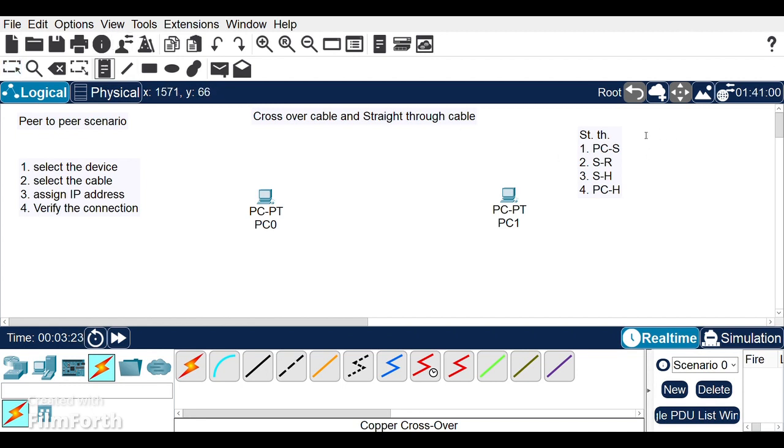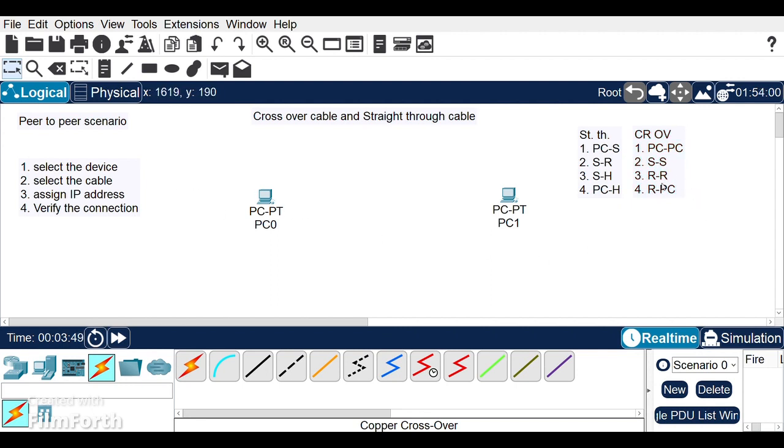And for the crossover cable, it should work with the same devices. Number one, PC to PC. Number two, switch to switch. Number three, router to router. Number four, router to PC. I will explain these things later.